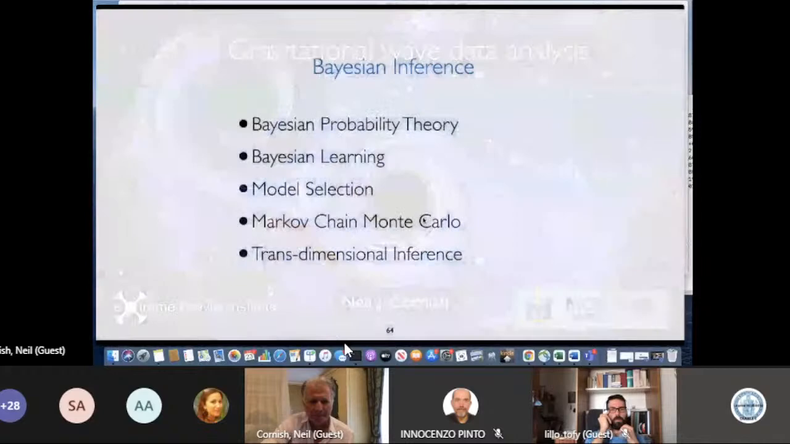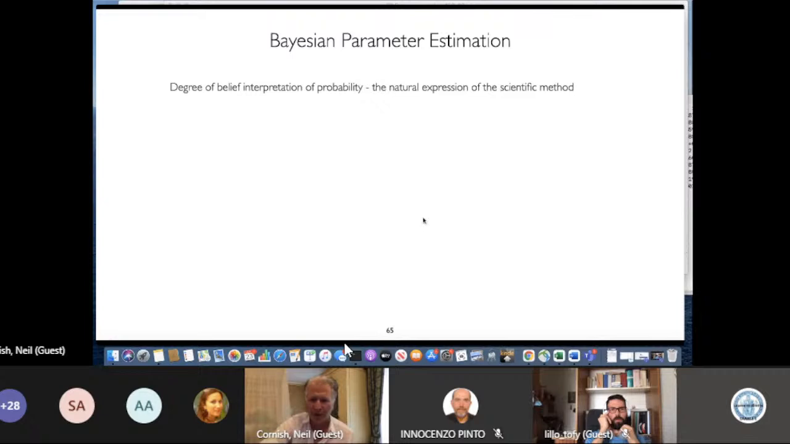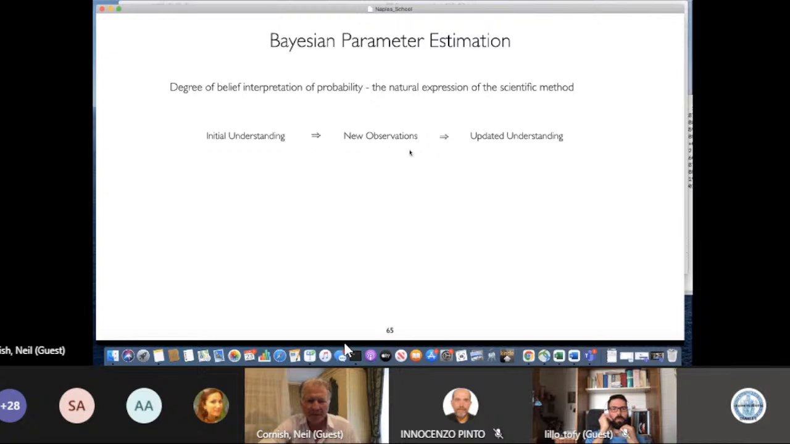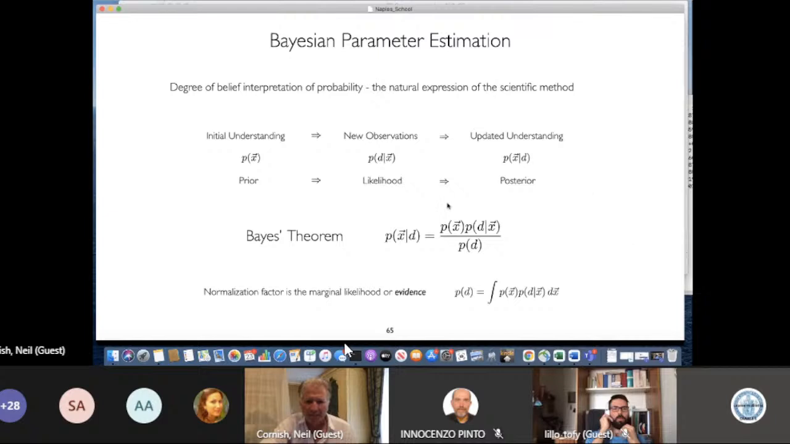And then we go about inferring the parameters. And I've said a little bit about that. So in this Bayesian approach, it's really a natural expression of the scientific method, because you've got your initial understanding, you fold in your new observations, and that's your updated understanding. And so you've got your prior distribution, the new observations of the likelihood, the product of those then gives you the posterior, which you have to normalize. So that's just this process of taking what you already know, updating it with observations, and then that's your posterior, what you then know after, and that's expressed by Bayes' theorem here.